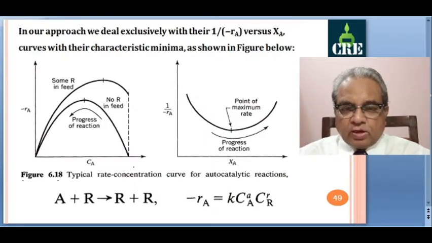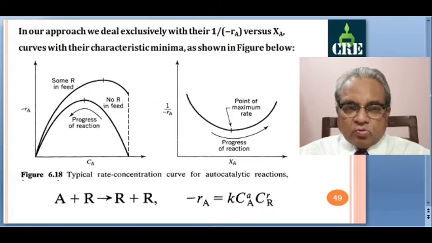A plus R giving R plus R, minus Ra rate versus concentration curve. This is the progress of the reaction when no R is there in the feed. Its rate starts very low, it picks up as R is formed, and then it reaches a maxima, and then it falls as though R is available but A is depleted.